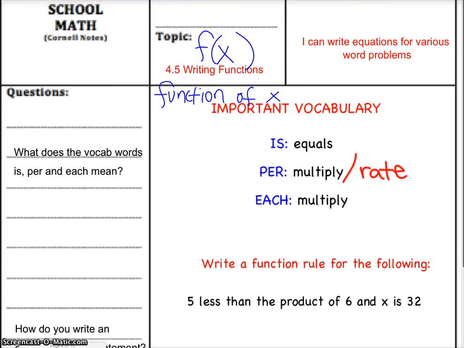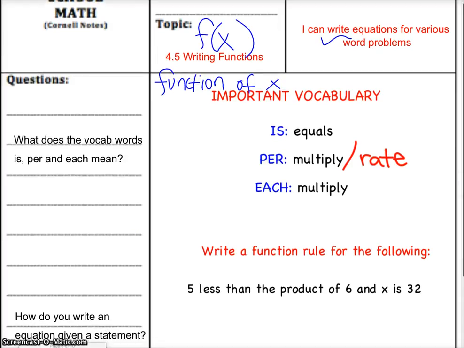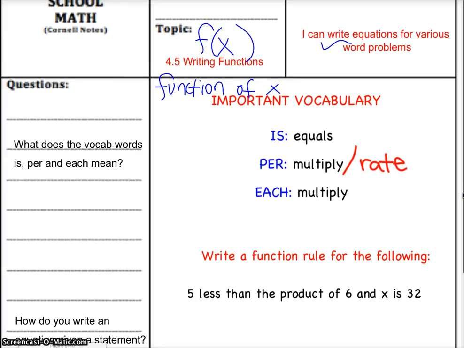Your main learning target today is you can write equations for various word problems. So you need to know some vocab words in order to write these equations. Is means equals. Like if I said that there is 33 kids in my class, it means my students equals 33. So you need to know that is equals. You also need to know per means multiply. It's a rate. Do you have it as a rate in your notes? And then each is also multiply.